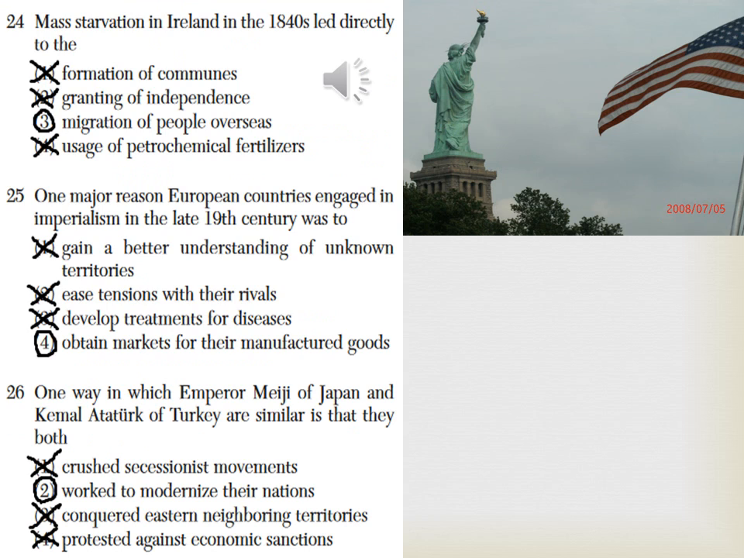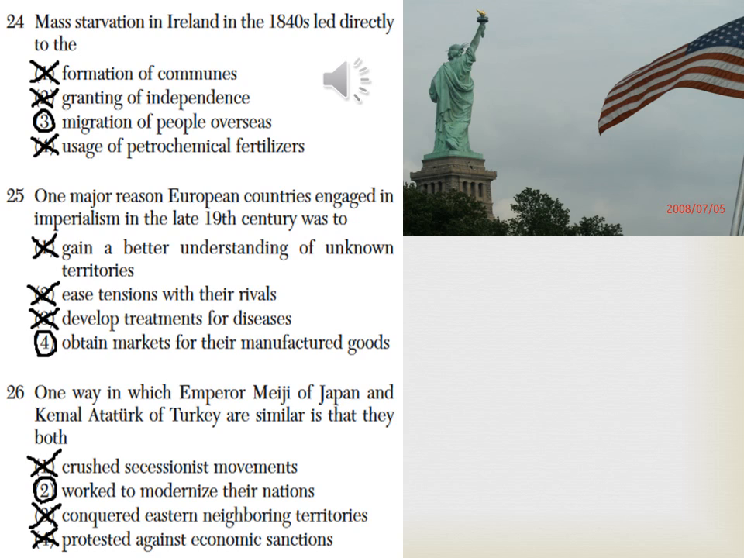Question number 24. Mass starvation in Ireland in the 1840s led directly to the, is it 1, formation of communes, 2, granting of independence, 3, migration of people overseas, or is it 4, usage of petrochemical fertilizers? Alright, so 1840s, Ireland. There was something known as the Irish potato famine.